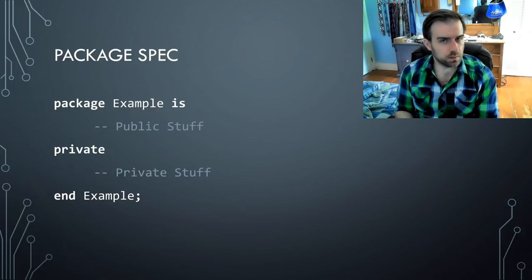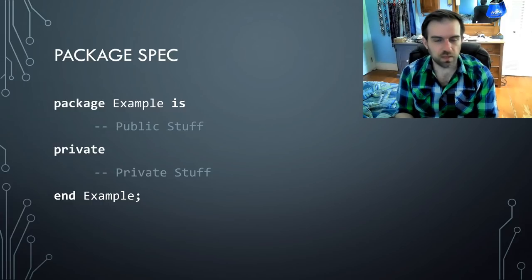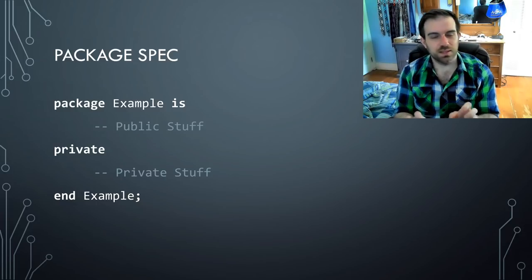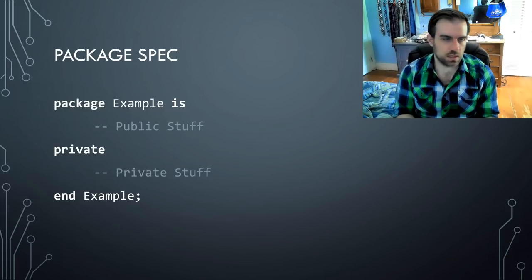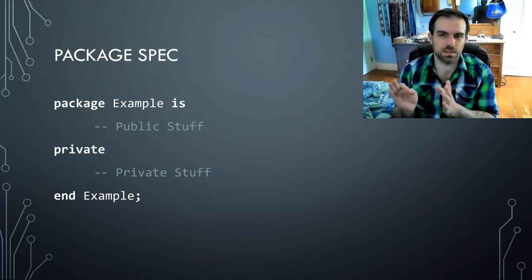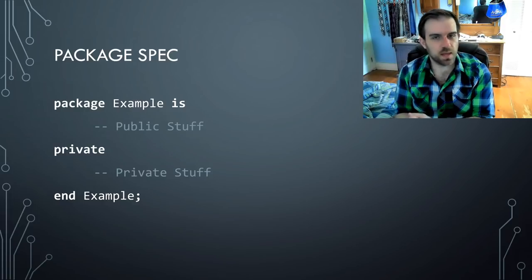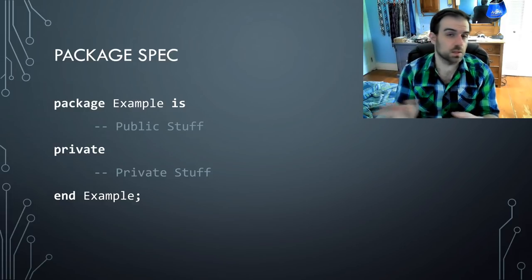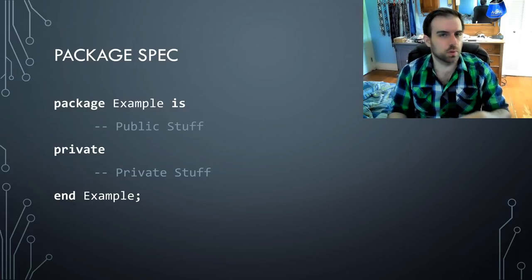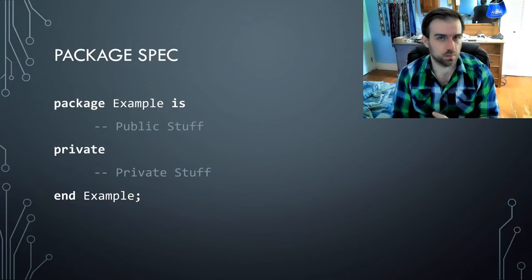I'll touch on this a little bit here, although there's going to be a deeper dive into this where you can see some more advanced stuff about packages and how this works. But private in Ada doesn't mean the same thing as private in, say, C or C# or Java. Private is not visible by packages that use this package, or anything that uses this package. So if I have another package or a program that depends on example, I will not be able to call anything within the private part.